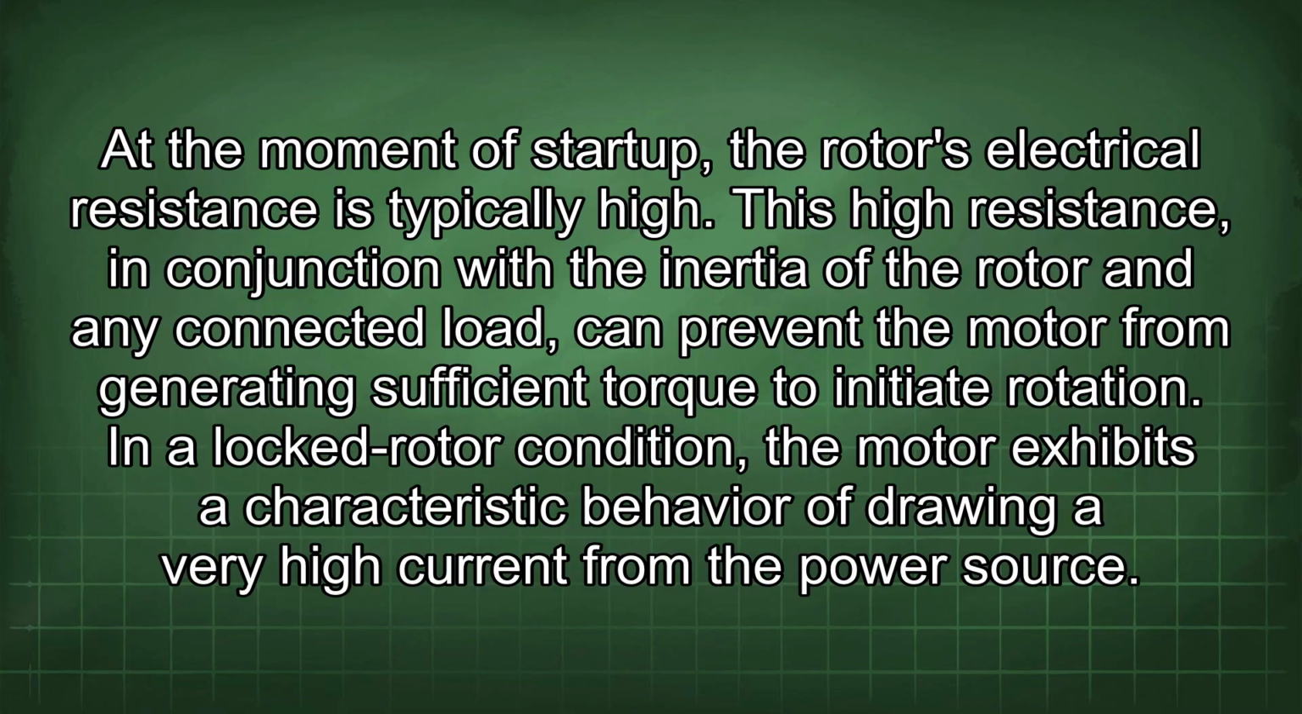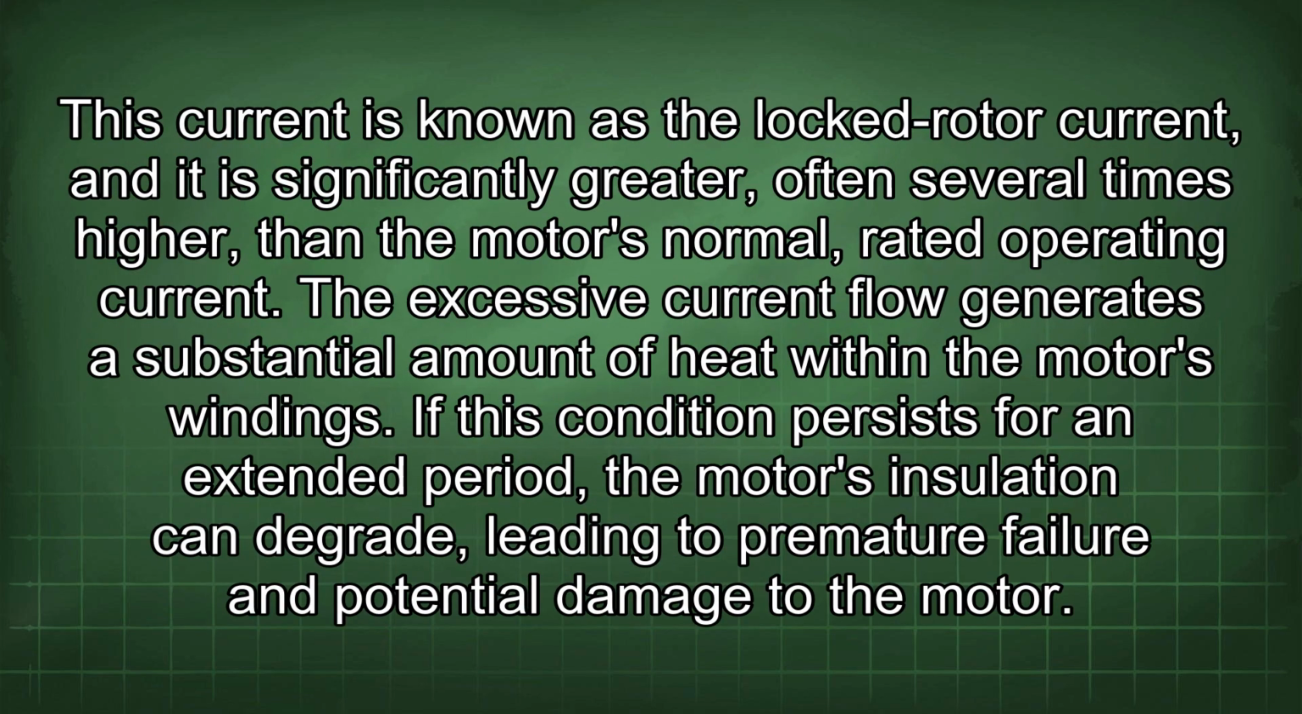At the moment of startup, the rotor's electrical resistance is typically high. This high resistance, in conjunction with the inertia of the rotor and any connected load, can prevent the motor from generating sufficient torque to initiate rotation. In a locked rotor condition, the motor exhibits a characteristic behavior of drawing a very high current from the power source. This current is known as the locked rotor current, and it is significantly greater, often several times higher, than the motor's normal rated operating current.